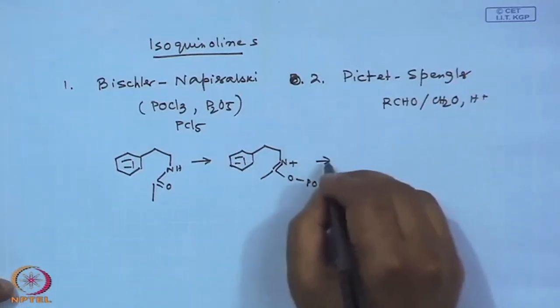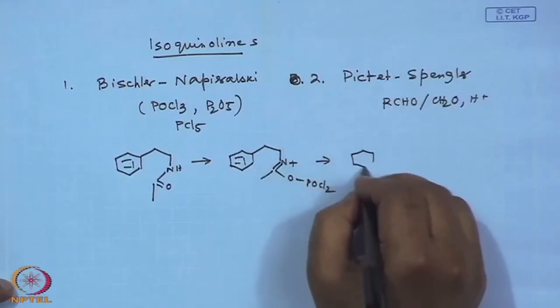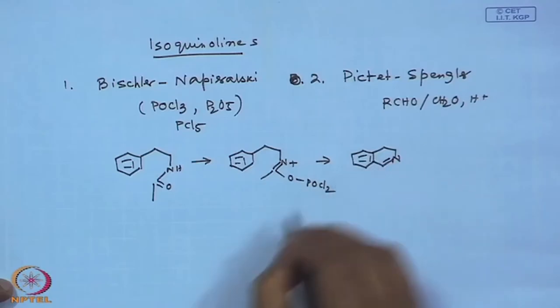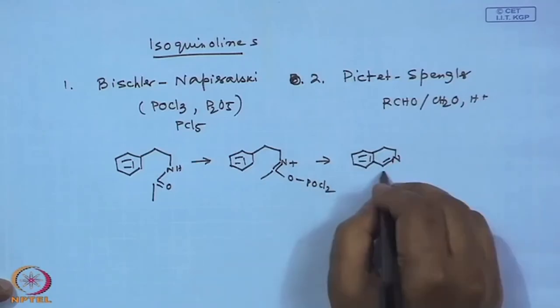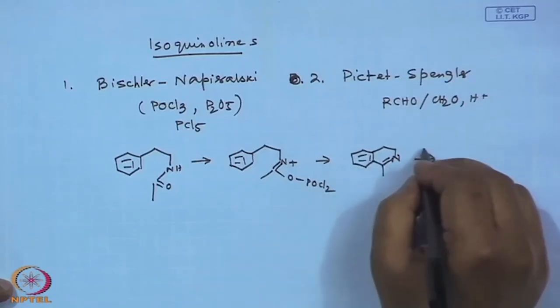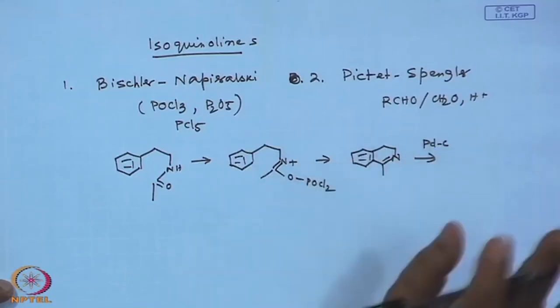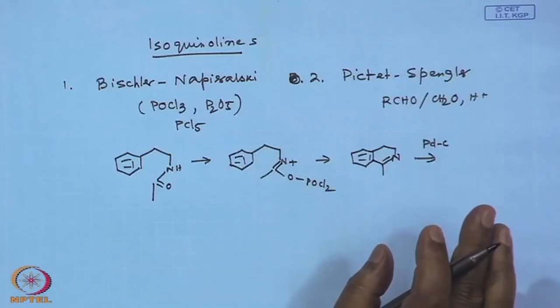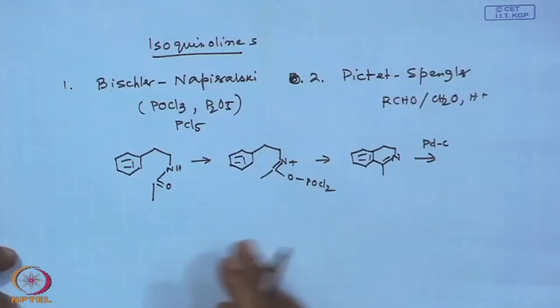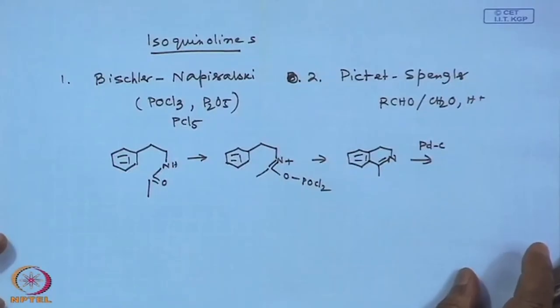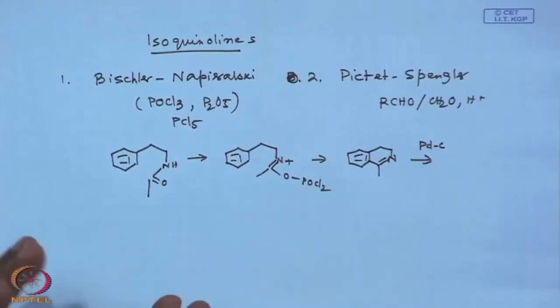And then the typical intramolecular Friedel-Crafts kind of cyclization, electrophilic cyclization reaction, and you will get the dihydroquinoline, and then aromatization or dehydrogenation, that could be done by palladium charcoal. This is the typical procedure. Only thing you have to remember, in case of regiochemical confusion, you can change the outcome of the reactions by varying the reagents.